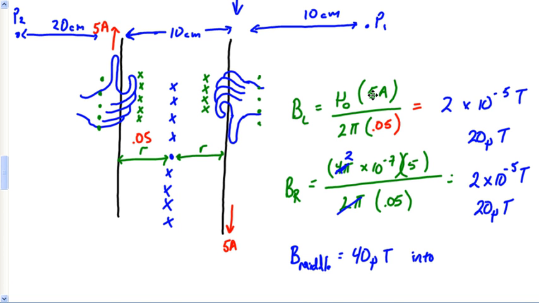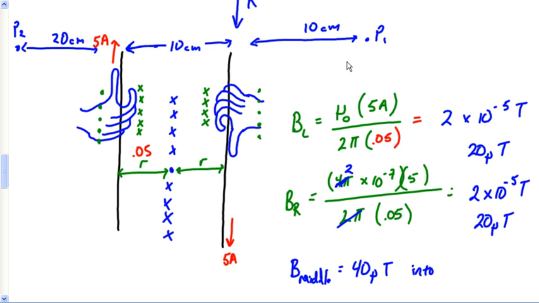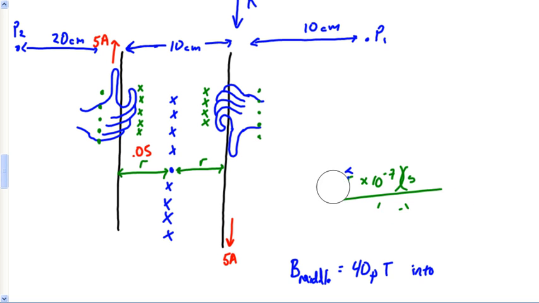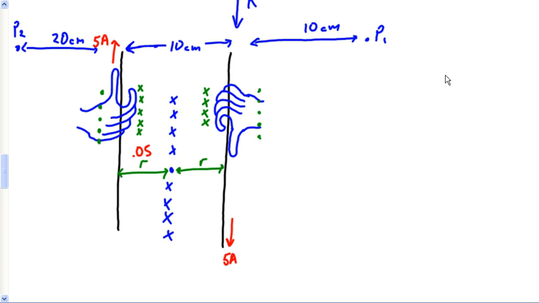Well, let's slip over here now, and I want to do something. Let's take a look at this P1. Let's see if we can find that one. So I'm going to get this out of my way. So we found B for the middle. It's 40 microteslas in the middle. Now let's come back over.